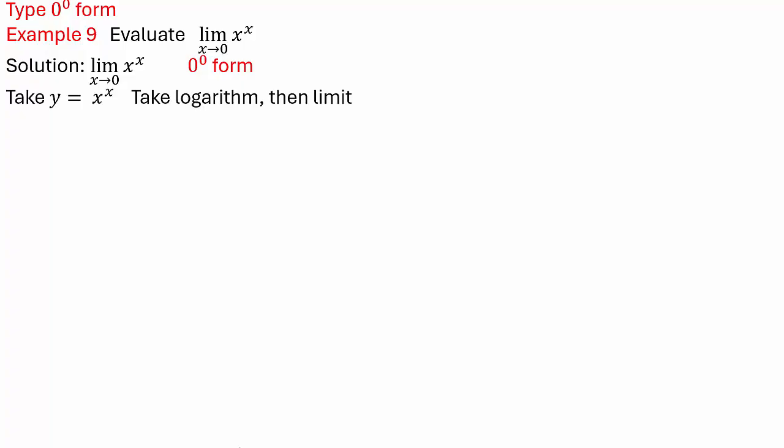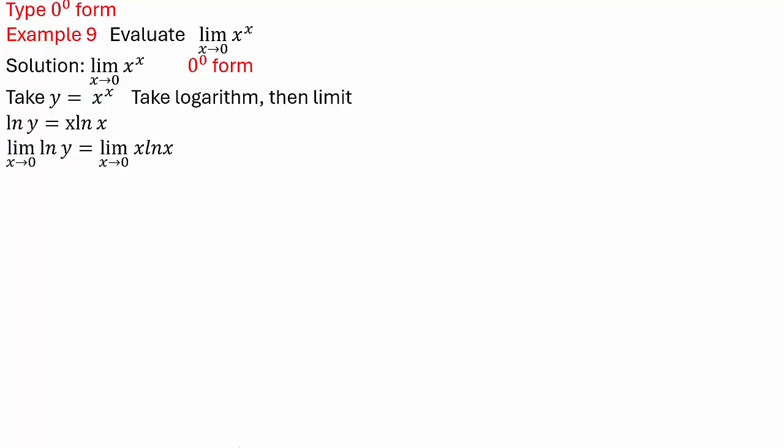0 raised to 0 type. Example: evaluate limit x tends to 0 of x raised to x. This is a 0 raised to 0 form. Therefore, take y equal to x raised to x. As y equals x raised to x, take logarithm of both sides. Log of y equals x into log of x.